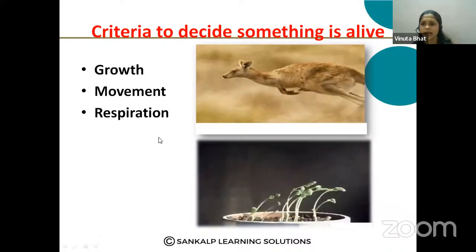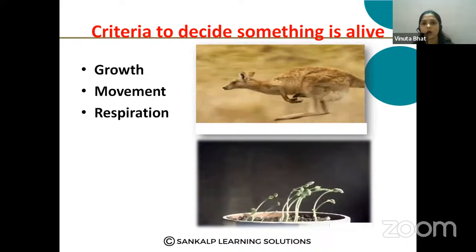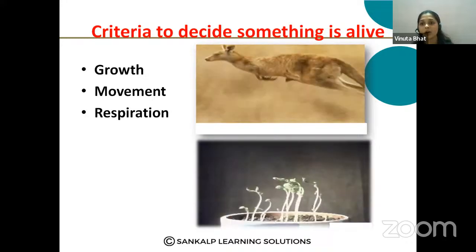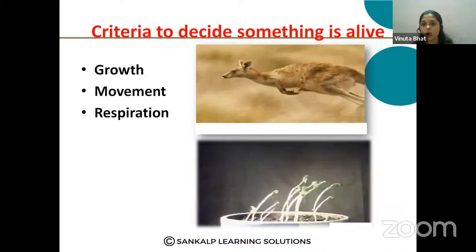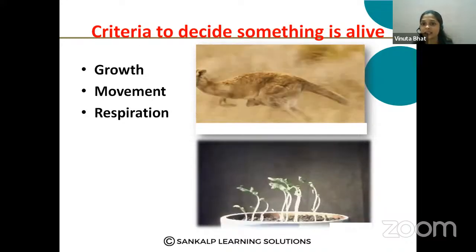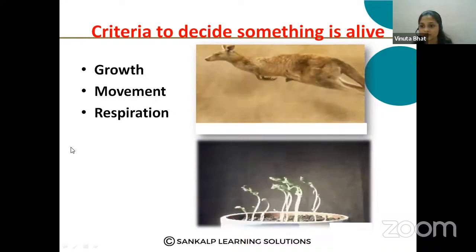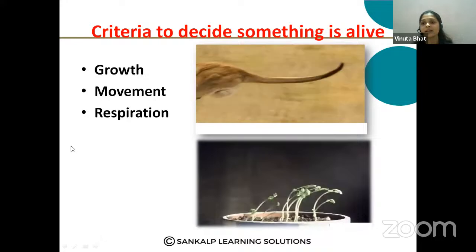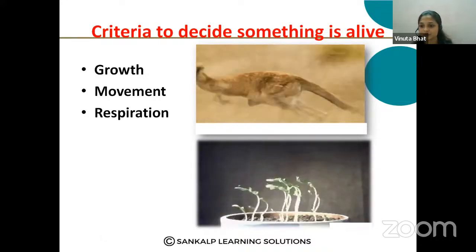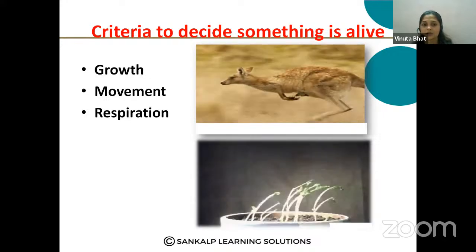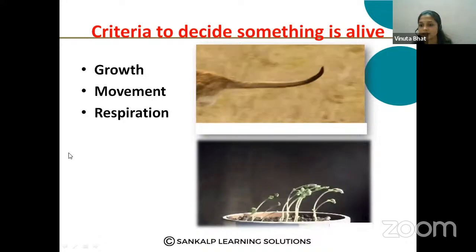So growth, movement, respiration and reproduction, are only these characteristics enough to decide whether an organism is living or non-living? Is there any other criterion to decide that something is alive? Students, please put your answer in the chat box so that I can see.